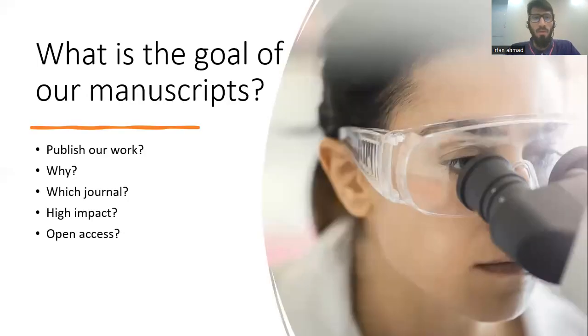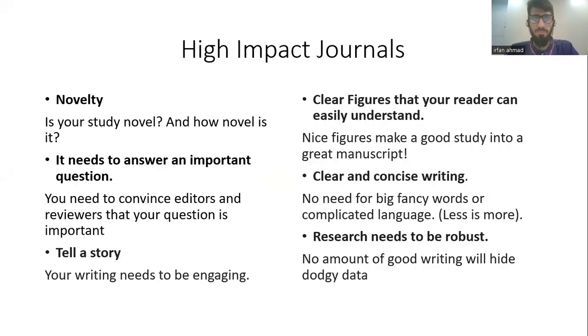Okay, now what is the goal of our manuscript? The goal of the manuscript's writing actually depends on these factors. For example, whether you want to publish it or not, and if you want to publish, which type of journal you want to publish in. Is it tier 1, Q1, Q2, Q3, or just a local journal, a high impact or low impact journal? Open access or closed access. So your goals will depend on these factors.